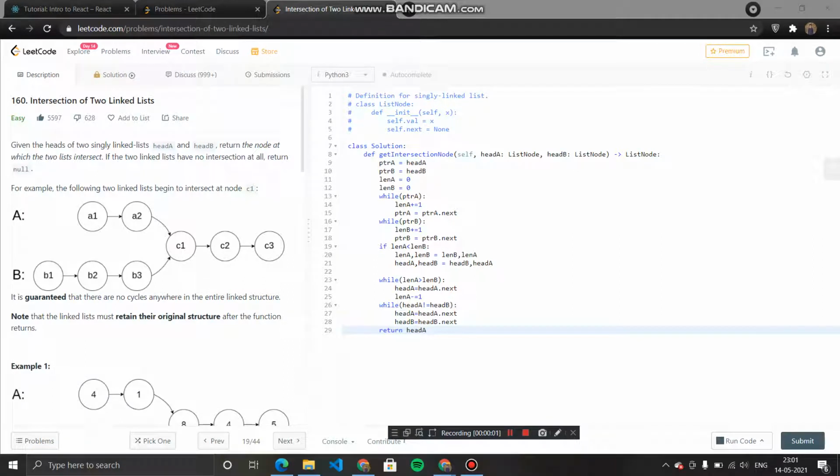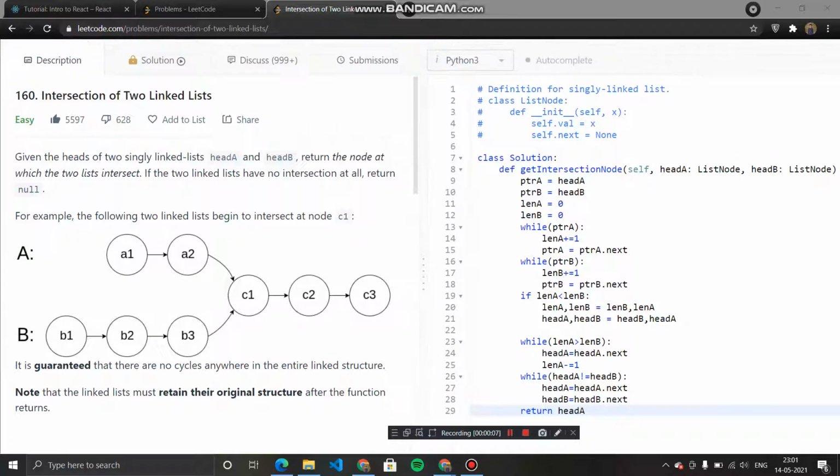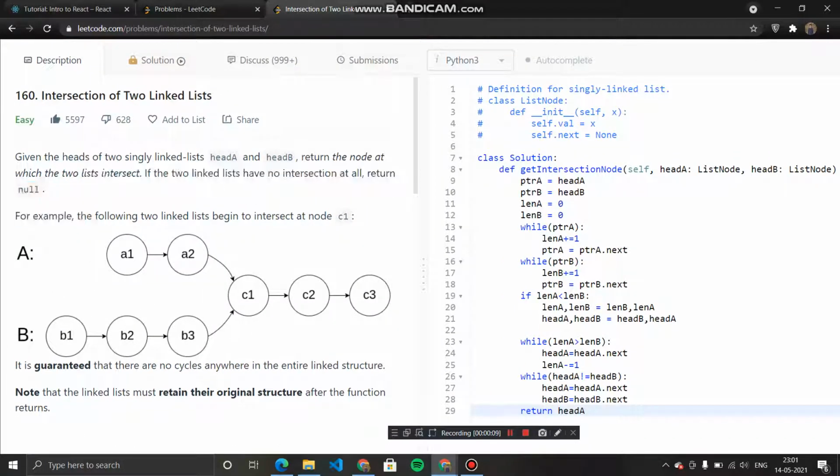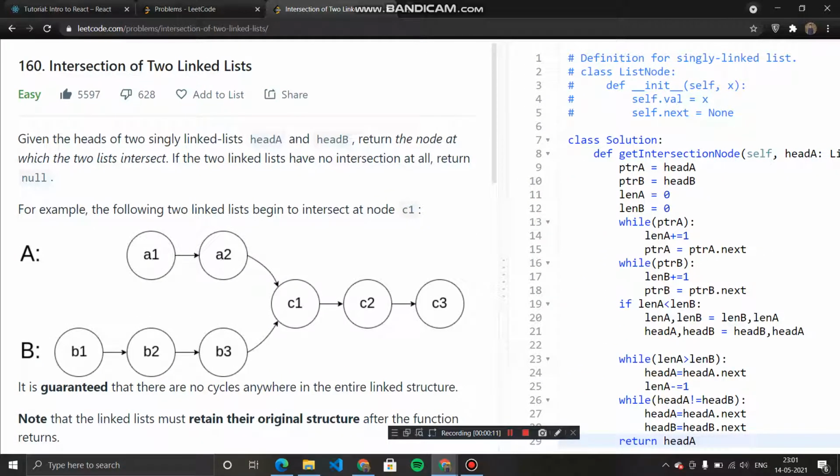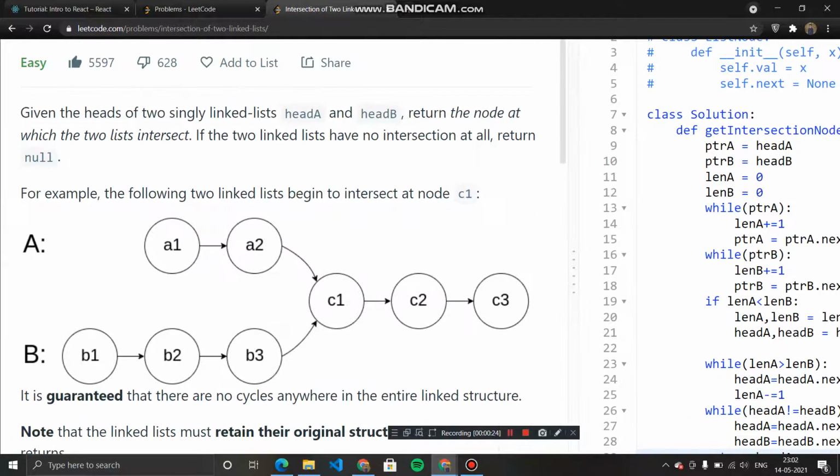Welcome everyone to the Leetcode series, problem number 160, Intersection of Two Linked Lists, easy section. In this we are given the heads of two linked lists, and these two linked lists intersect at one node. Suppose we have head A and head B, and basically they intersect at some node.